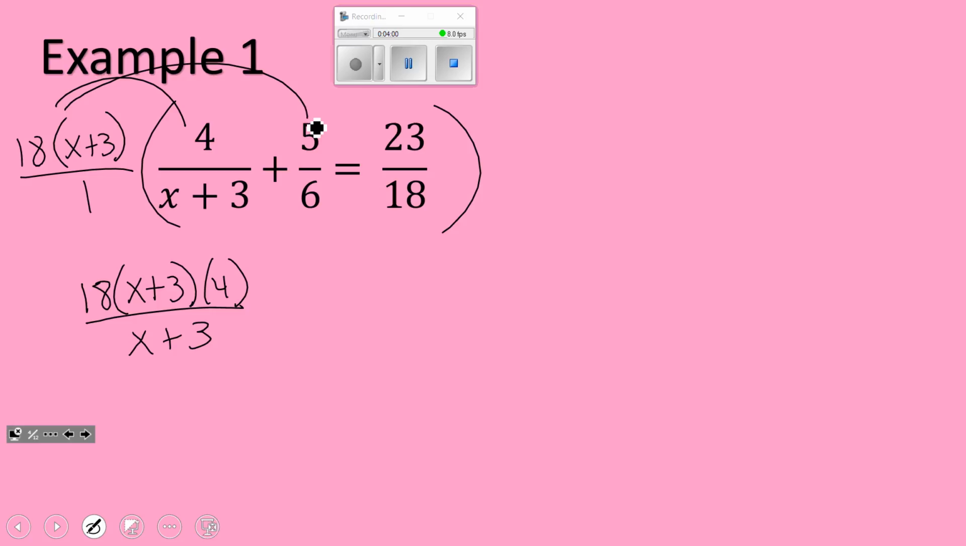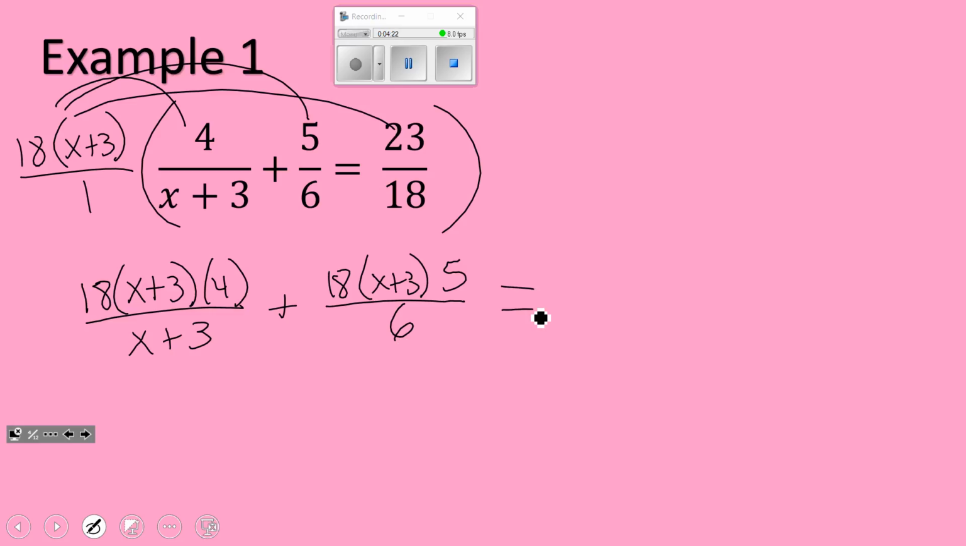Okay, and then when I multiply it to the second fraction, I will have an 18. I'll have an x plus 3. What else will I have? A 5 over 6. I have the same fraction. I'm just multiplying 18 times the quantity x plus 3 to it. Okay, when I multiply it to the third fraction, I will have an 18. I will have an x plus 3. I'll have a 23 over an 18. Any questions on how I did that? How many followed with me on that? Okay. All right, what are we going to do now?